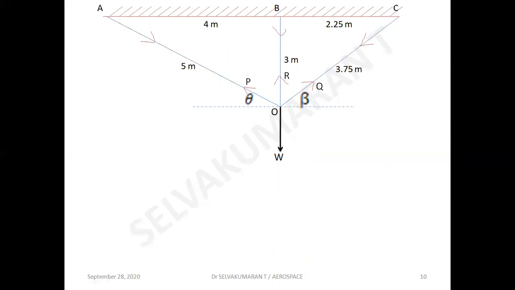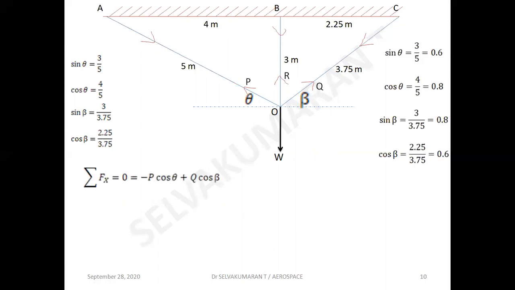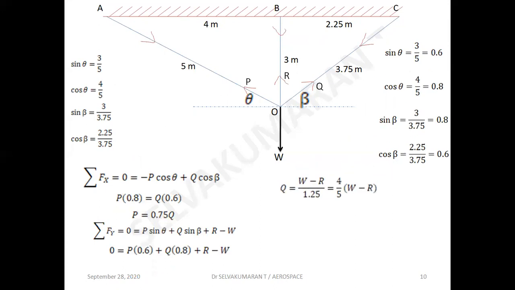Let theta and beta be the angles. We have found sine theta, cos theta, sine beta, cos beta, and resolving horizontally we get P is equal to 0.75 Q, and resolving vertically we get Q is equal to 4 by 5 (W minus R) and P is equal to 3 by 5 (W minus R). That is, we are trying to find P in terms of R and Q in terms of R, where I'm treating R as my redundant.